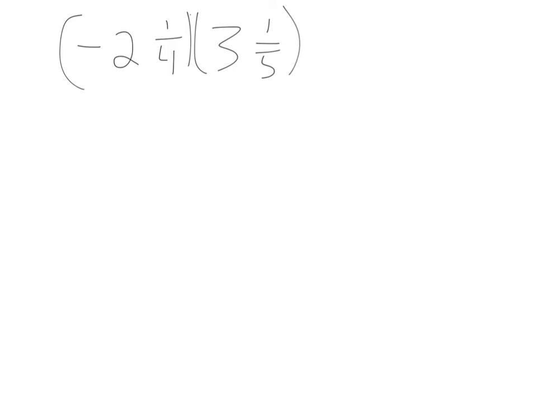On this one, again, you make them improper. So you do times on the bottom, add the top. 4 times 2 is 8, plus 1 is 9. So you get negative 9 over 4 times. 3 times 5 is 15, plus 1 is 16. So you get 16 over 5.